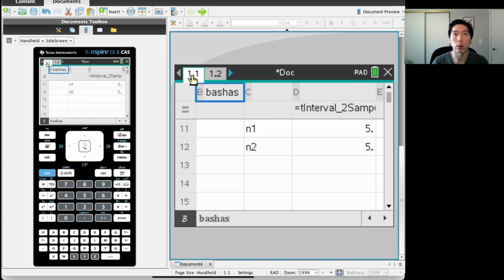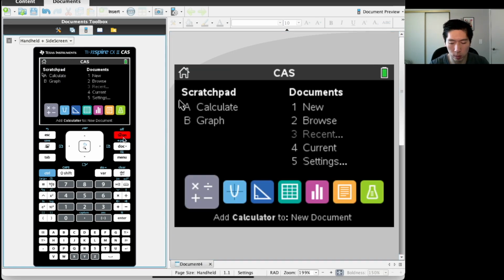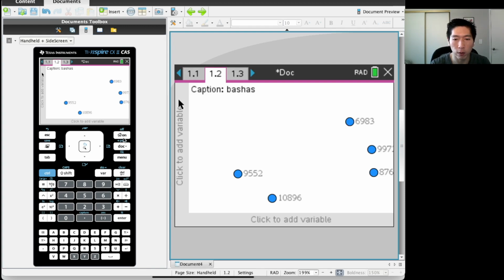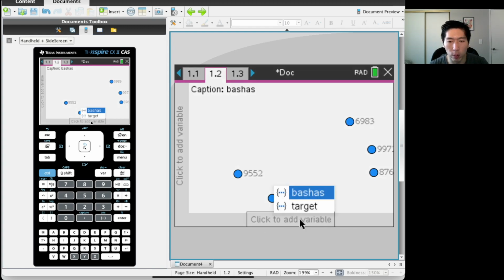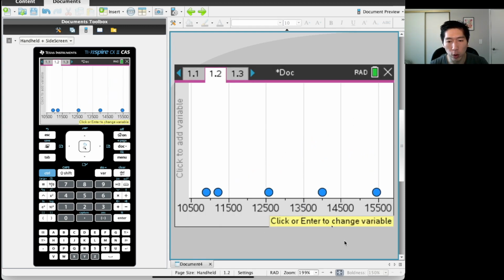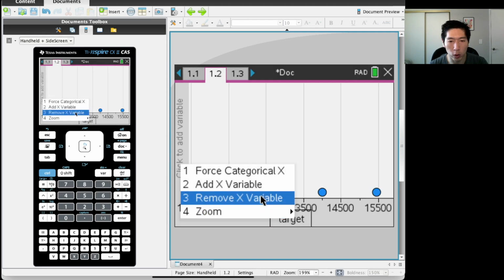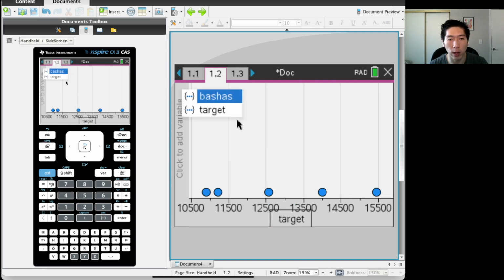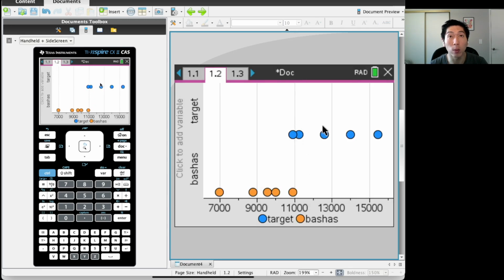At some point in this problem, you probably had to check the graph to check for normality and no outliers. So how would you do that? You can construct a graph by hitting Home, going over to the bar graph. We could click to add variable, and we could put in Target. At this point, you're going to right-click right here. So right-click, you hit Control, Menu, and then you could add an X variable, and we're going to add Bashas. So now we have Target and Bashas.